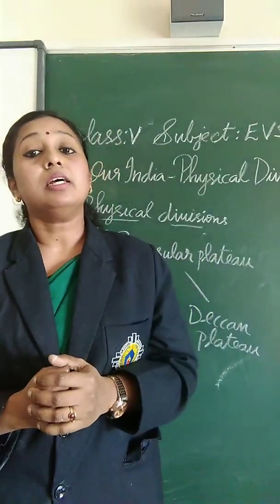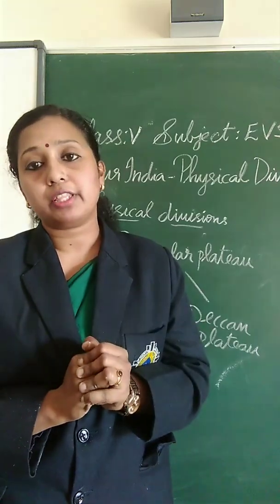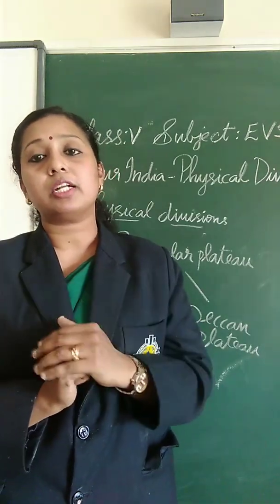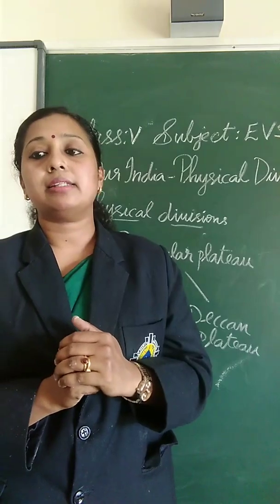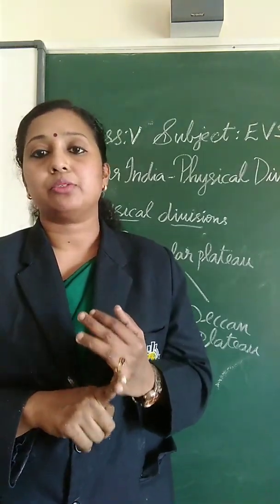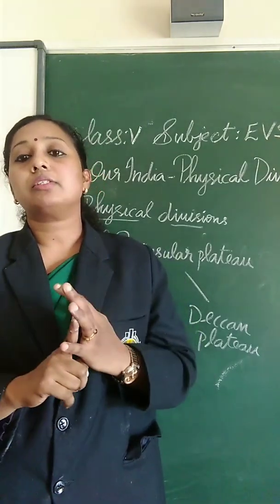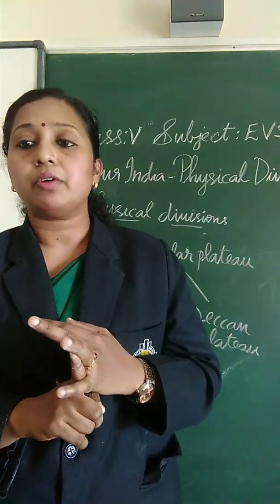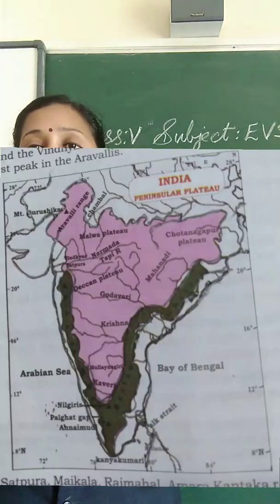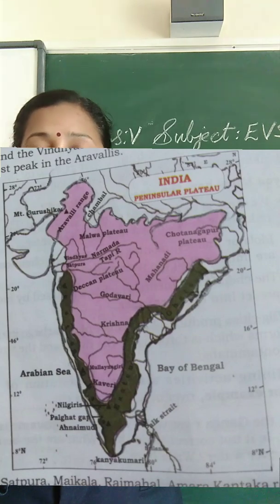So next is the third physical division of India. Which is the third physical division of India? Yes, that is the peninsular plateau. So children, identify the Narmada river on the map of India on the screen. Yes, can you see the Narmada river?